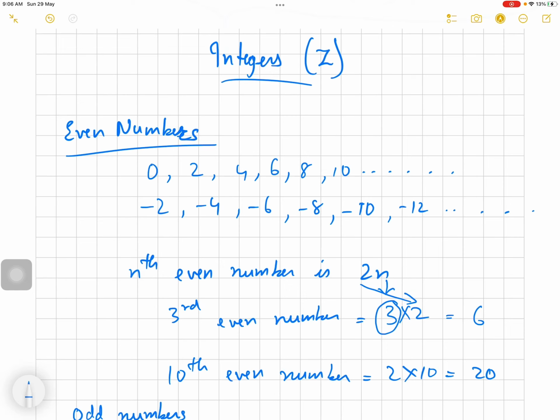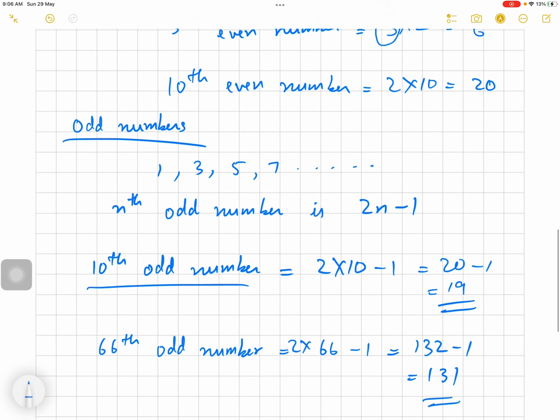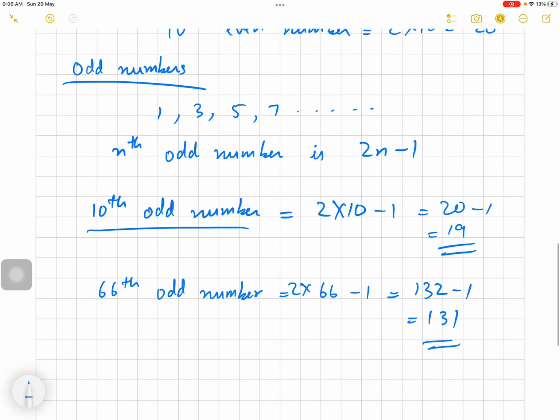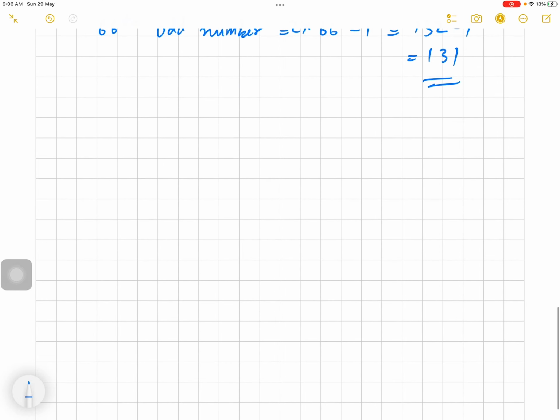Negative even numbers are also even numbers: minus 2, minus 4, minus 6, minus 8 and so on. The numbers which are divisible by 2 are called even numbers. The numbers which are not divisible by 2 are called odd numbers. Next one is prime numbers.